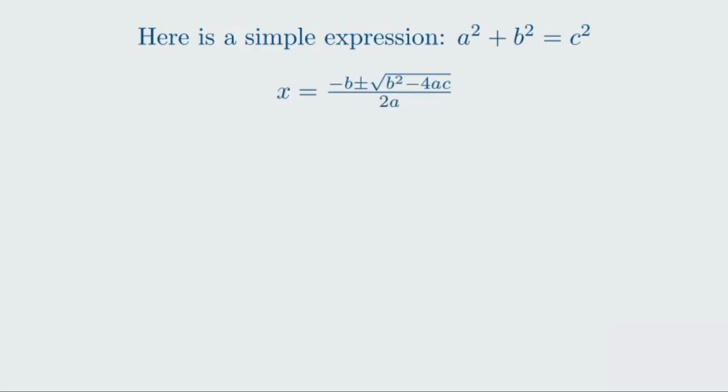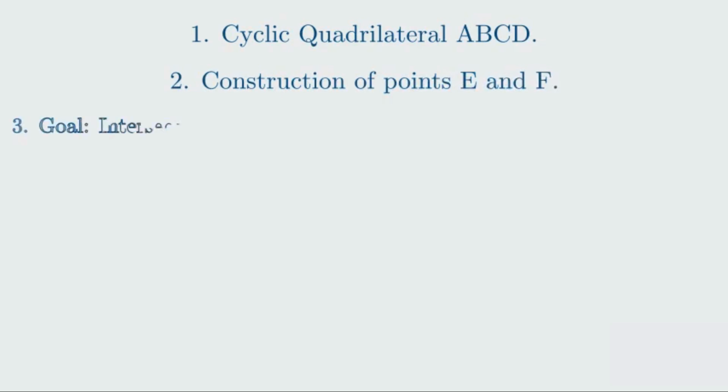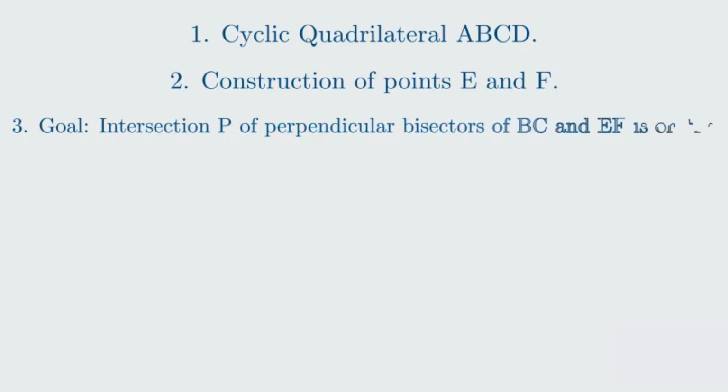Let's summarize the key points we've discussed today. We started with a cyclic quadrilateral ABCD, whose vertices lie on a circle. We then constructed two new points, E and F, using parallel lines through D and A. The goal was to prove that the intersection point P of the perpendicular bisectors of segments BC and EF lies on the original circumcircle. We explored several strategies, including showing the similarity of triangles and using a complex numbers approach.